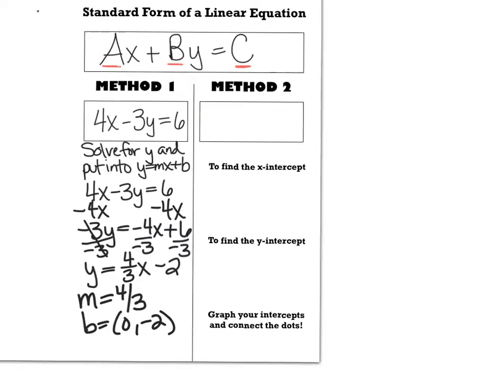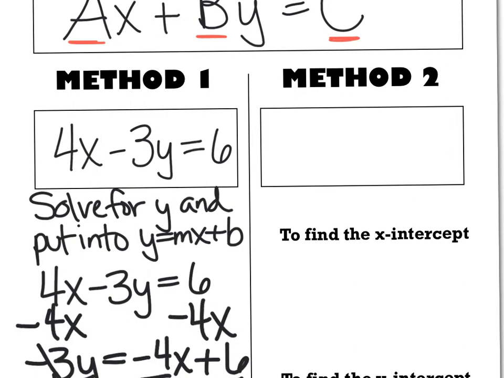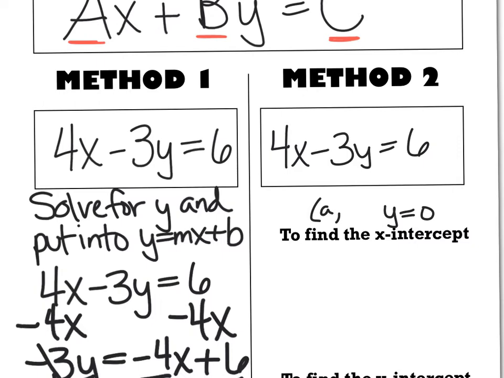Let's look at our second method. We're going to look at the same exact equation, but this time we're going to find the x- and the y-intercept. Remember, the x-intercept is where it crosses the x-axis, and the y-intercept is where it crosses the y-axis. So for an x-intercept, y always equals 0, because you will have a point that'll be the x value, we'll just call it letter A, and then you'll have 0 for your y value every single time.